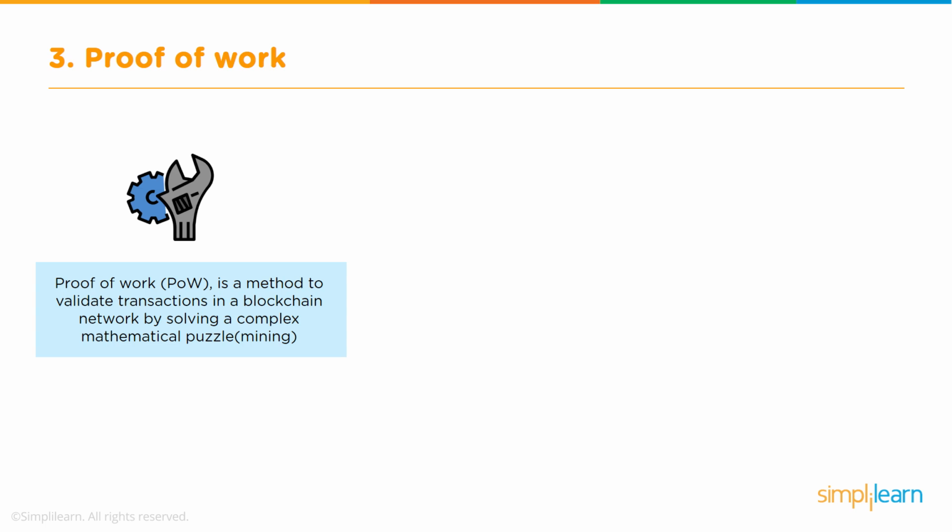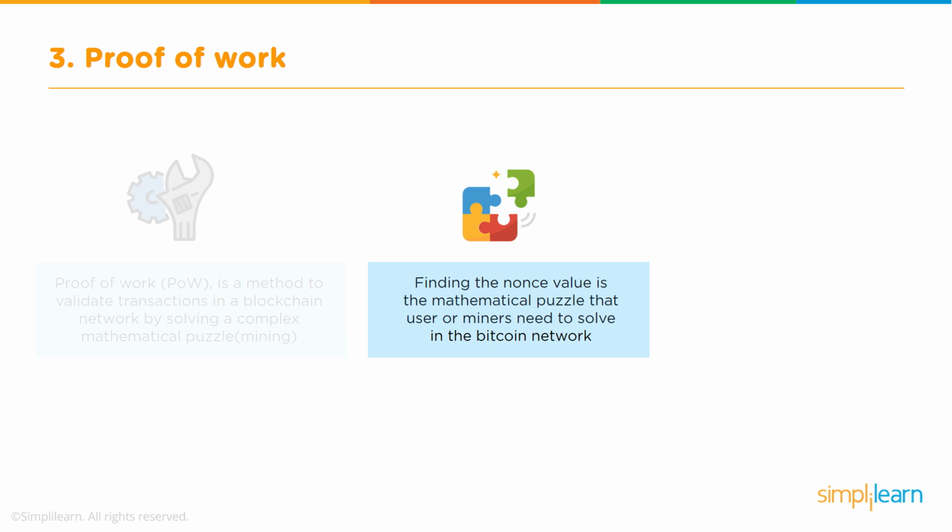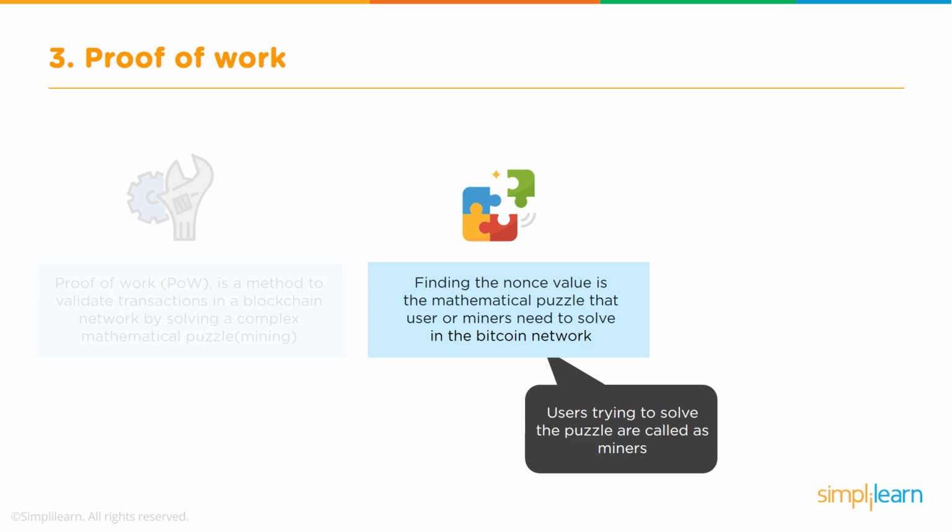Proof of work is a method to validate transactions in a blockchain network by solving a complex mathematical puzzle, and this whole process is called mining. Finding the nonce value is the mathematical puzzle that users or miners need to solve in the Bitcoin network. So it takes a huge amount of computational power and resources of the miner in order to find out that nonce value. Users trying to solve the puzzle are called miners.